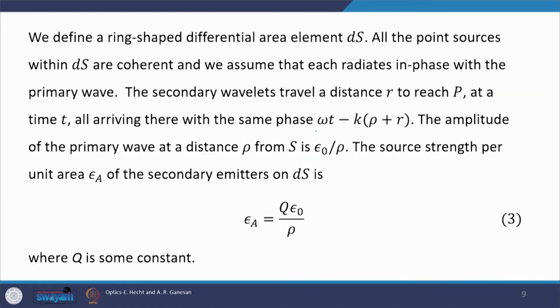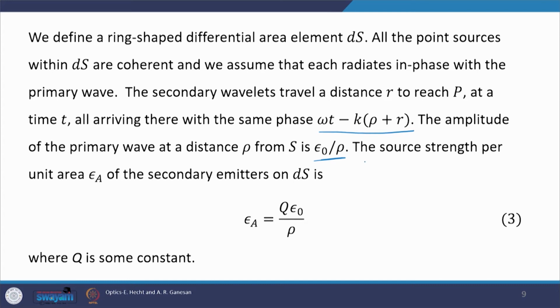And this is what is written here. Therefore, all these wavelets arrive at point P with phase omega t minus k (rho plus r), where r is variable. If you keep varying the annular ring, r will vary, and the amplitude of the primary wave at a distance rho from S is given by epsilon naught by rho. This we have already studied, because in case of a spherical wave, the distance comes in the denominator of the amplitude.